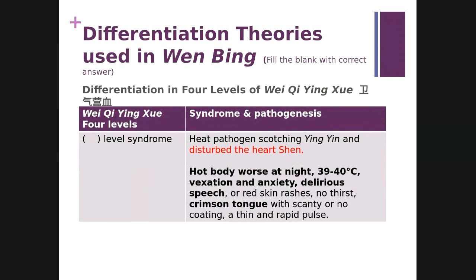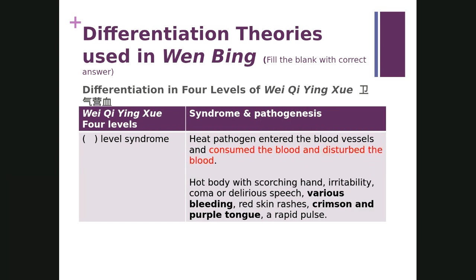How about here? They disturb the heart shen. They have heat which is worse at night, temperature 39 or 40, vexation, anxiety, delirious speech. Is that blood level? Any bleeding? No bleeding, so it's nutritive level. Thank you very much. So no bleeding is nutritive level, yes. Good. But now, any bleeding? Various bleeding here with hot body, crimson tongue body and rapid pulse. So it's blood level. Wonderful.